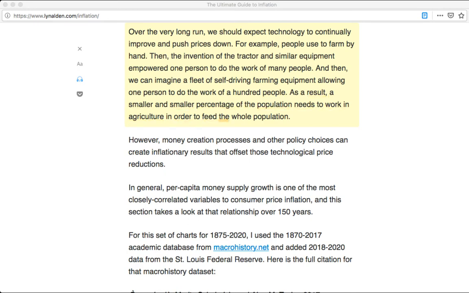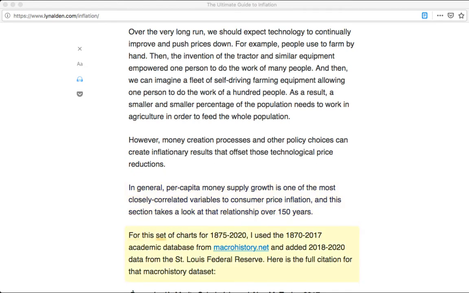feed the whole population. However, money creation processes and other policy choices can create inflationary results that offset those technological price reductions. In general, per capita money supply growth is one of the most closely correlated variables to consumer price inflation, and this section takes a look at that relationship over 150 years.